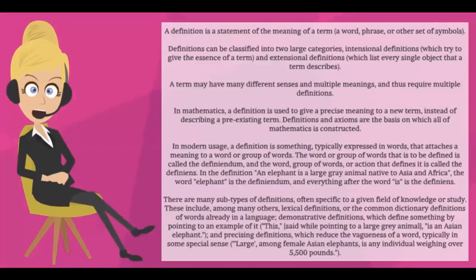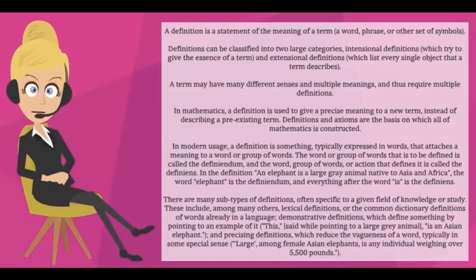A definition is a statement of the meaning of a term, a word, phrase, or other set of symbols. Definitions can be classified into two large categories: intentional definitions, which try to give the essence of a term, and extensional definitions, which list every single object that a term describes. A term may have many different senses and multiple meanings, and thus require multiple definitions. In mathematics, a definition is used to give a precise meaning to a new term, instead of describing a pre-existing term. Definitions and axioms are the basis on which all of mathematics is constructed.